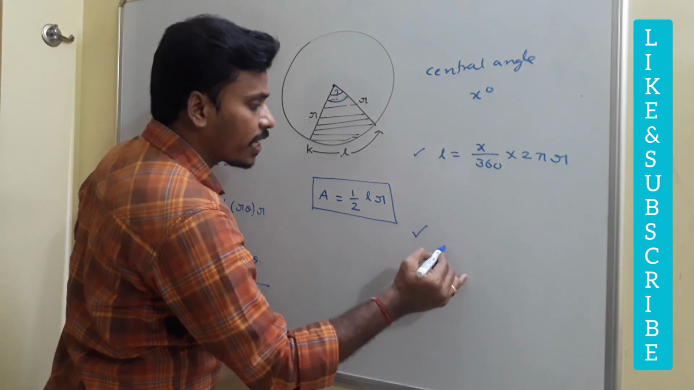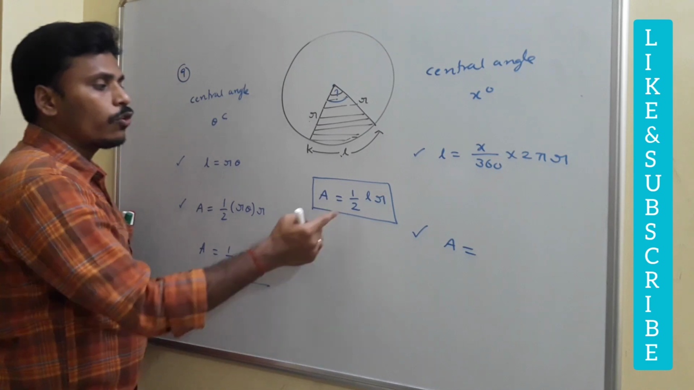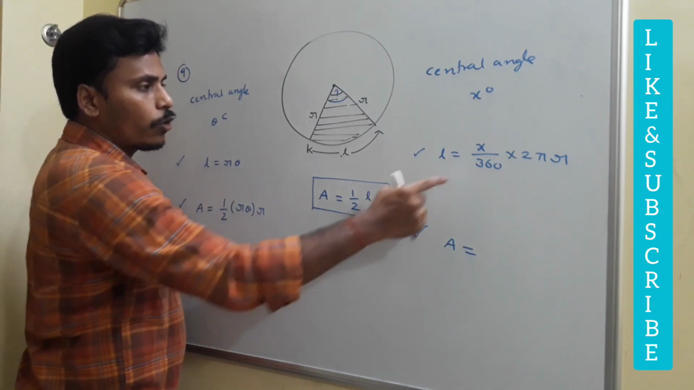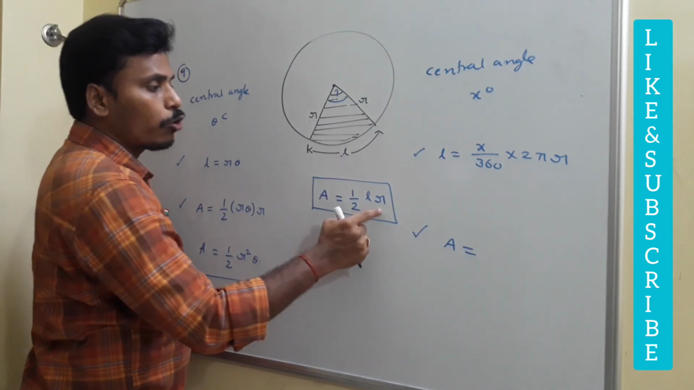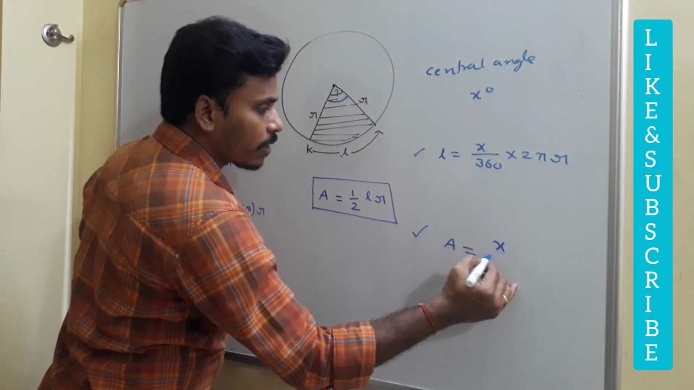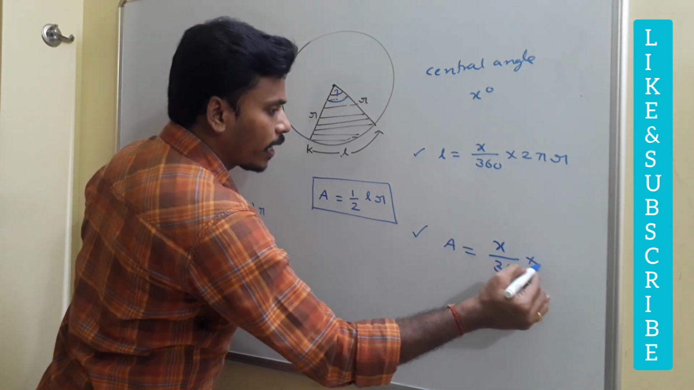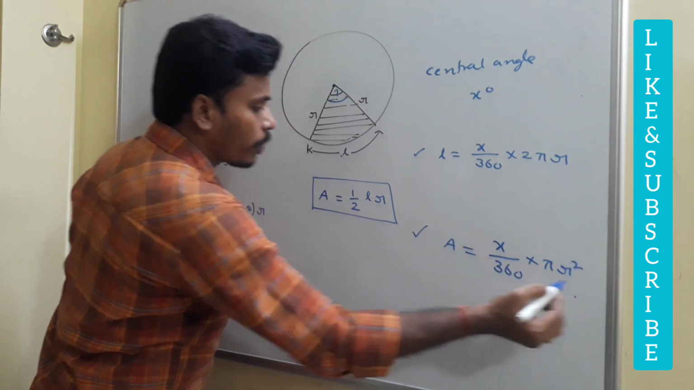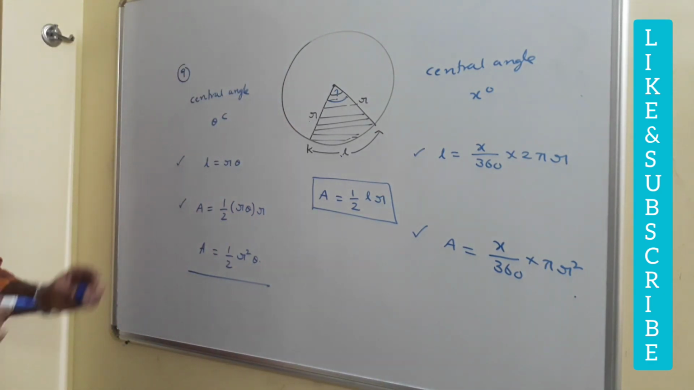And now here, if the central angle is x degrees, then again you need to utilize this half LR. So you need to divide this by half and you need to multiply it with r. Then it becomes x by 360, to get cancelled, and you need to multiply with r. This is x by 360 times pi r square. Have a look at this.